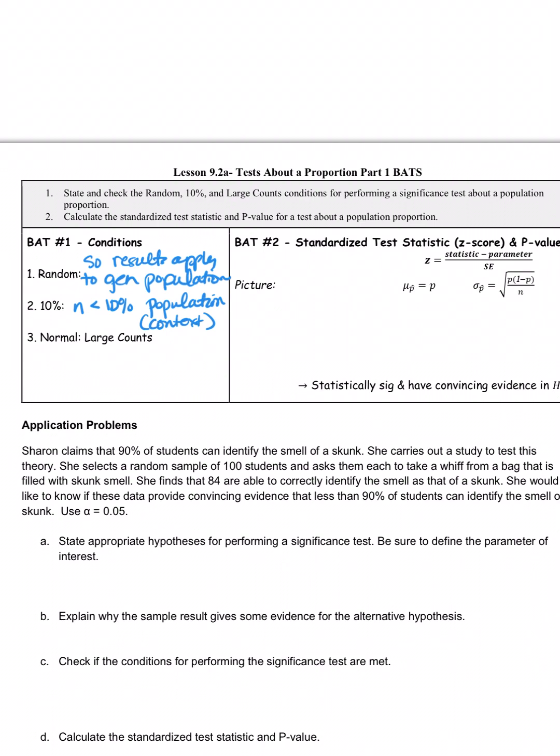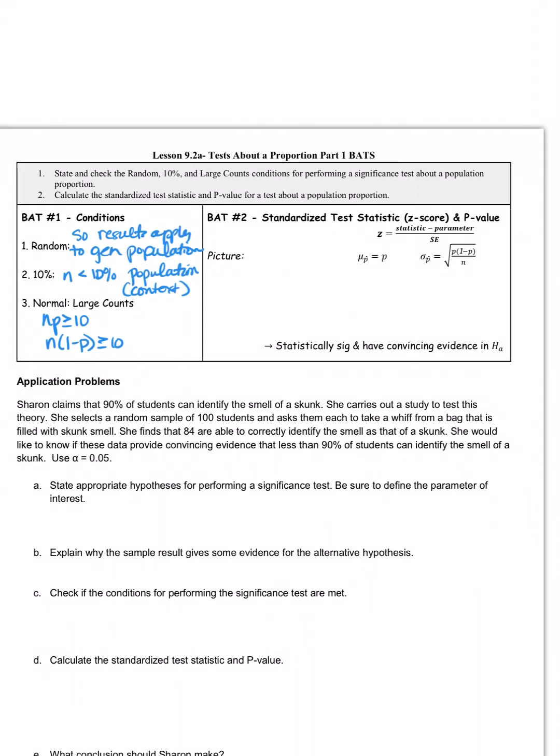And then normal large counts only applies to proportions, but we've studied it before. N times P is greater than or equal to 10. N times 1 minus P is greater than or equal to 10. Both have to be true, which I'm 99% sure it's going to always be true. I've never seen anything not pass that. But you have to prove it, all right? With 99% confidence, I am 99% confident you're never going to see anything that doesn't pass the test on an AP test. Okay? So you're looking at me using stats humor. That's a good job.